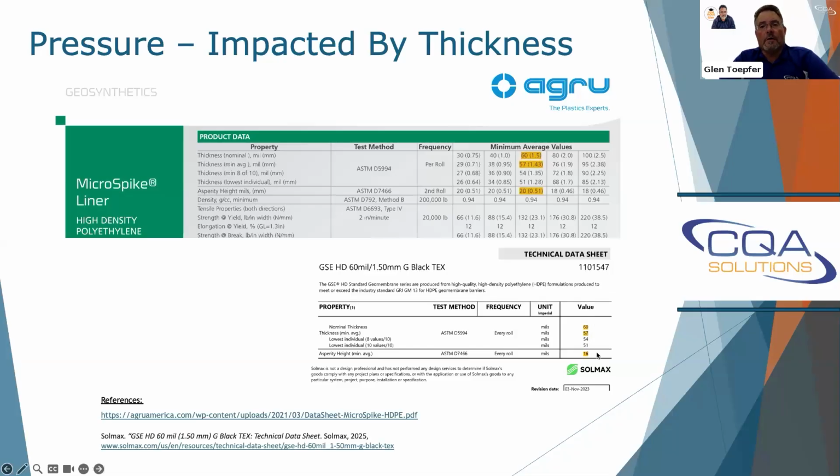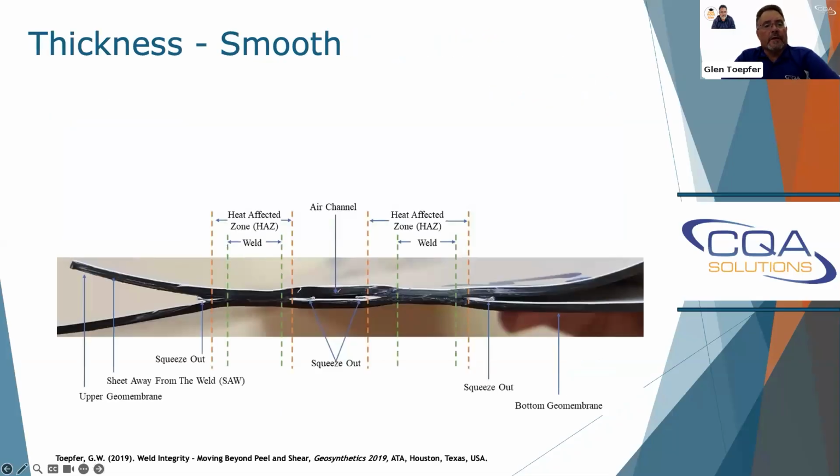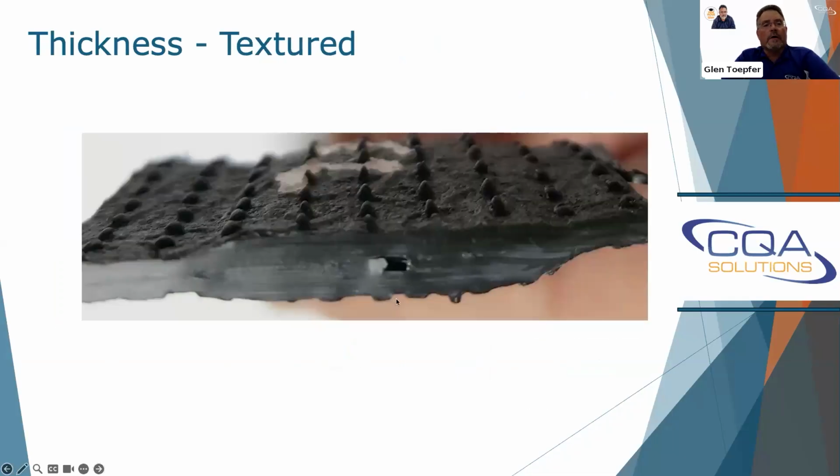So you've got different thicknesses, and you look at the smooth, that's pretty uniform. You look at textured, and you can see the thickness, all these spikes, the asperity height there, that's all pressure against a machine that it's got to be compensated for. So the thicker your material, the more pressure it's going to take to get a good weld.